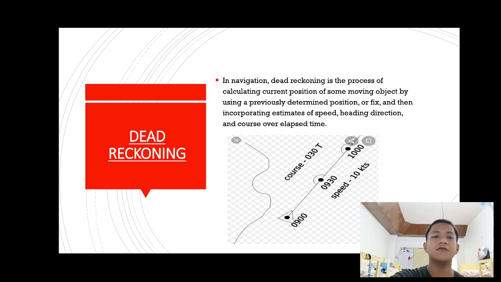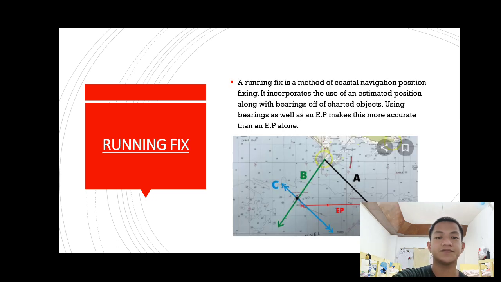Dead reckoning. In navigation, dead reckoning is the process of calculating the current position of some moving object by using a previously determined position or fix and then incorporating estimates of speed, heading direction, and course over elapsed time. Dead reckoning is an old maritime term used to describe navigating itself. By using a known initial position, the vehicle's velocity vector, speed and direction, and how long the velocity has been maintained, you determine the vehicle's new position.